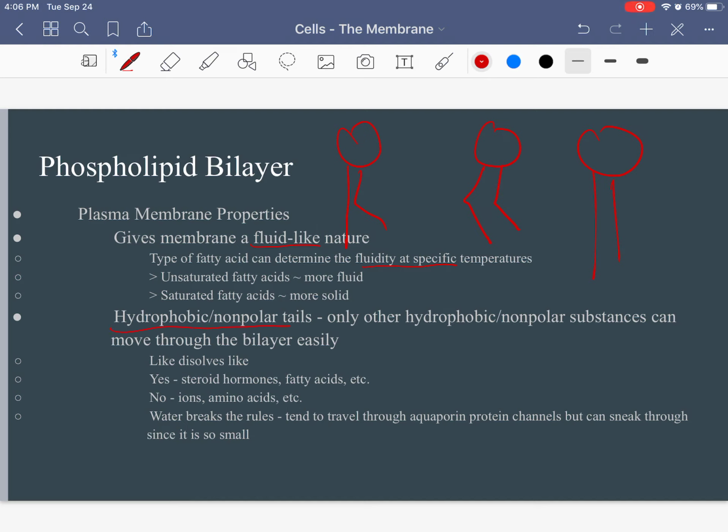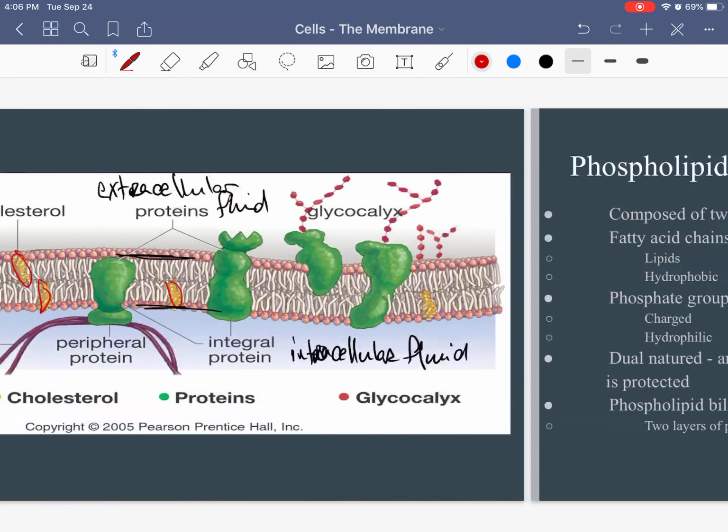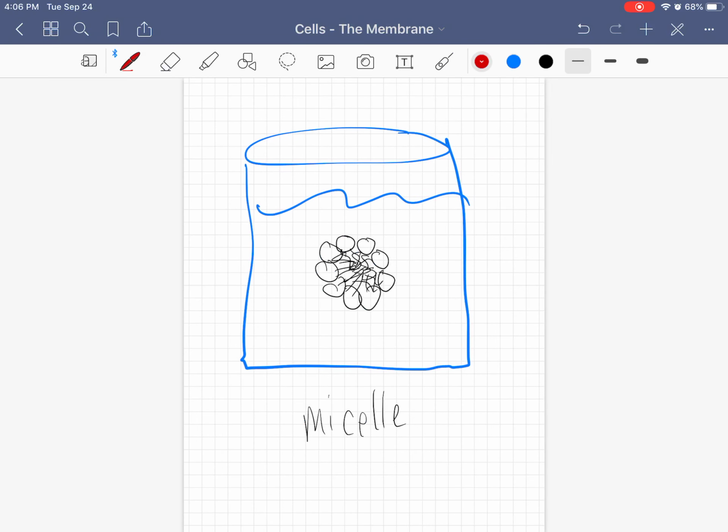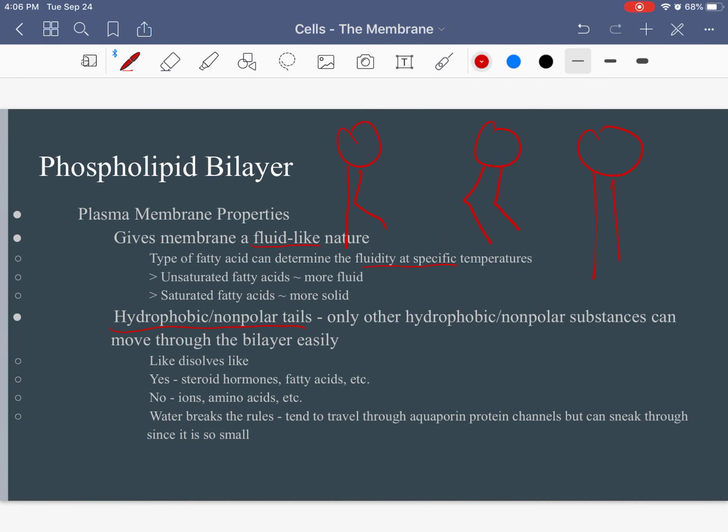Because the tails are hydrophobic or nonpolar, only other hydrophobic and nonpolar substances can move through. So we're only going to let materials move through this cell membrane into the cell if they are also hydrophobic or nonpolar. So things like steroid hormones and fatty acids can cross directly through the cell membrane. But ions and amino acids, anything that's going to have a charge or is too large, is not going to be able to move directly through the cell membrane.